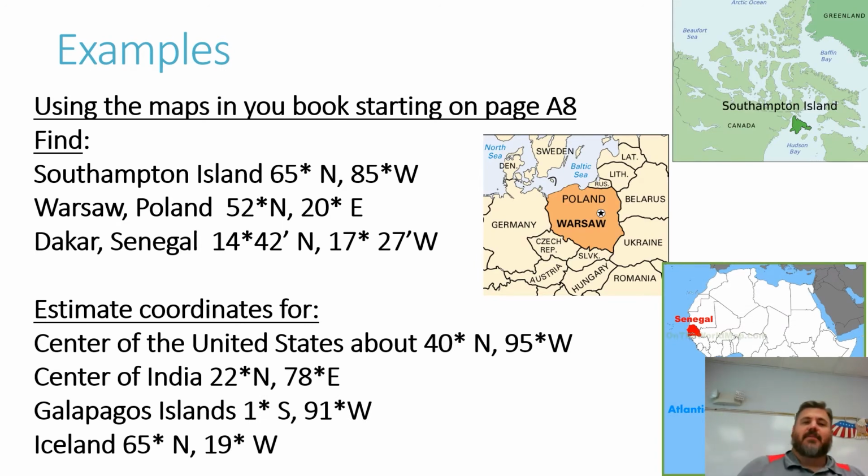Well, Southampton Island is actually located in Canada on Hudson Bay, so it's really far north. You can kind of tell that by that 65 degrees north. As I said, North Pole is 90 degrees, so we start at 0. So yeah, 65 degrees would be really far north, relatively cold there. And then 85 degrees west is going to put you in the Western Hemisphere.